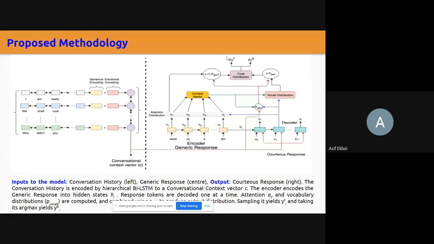So this is a pointer generator network. There is a probability of generation that decides what to be copied and what to be generated. Okay, and then we come up with a final distribution, and then we generate the responses accordingly.